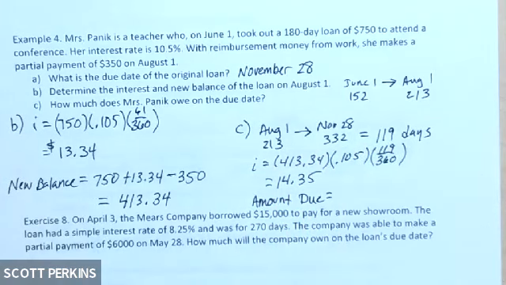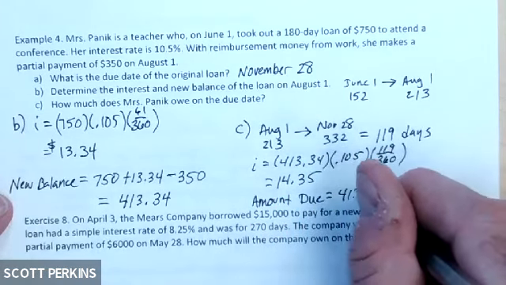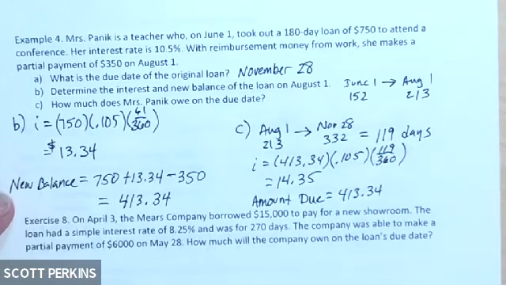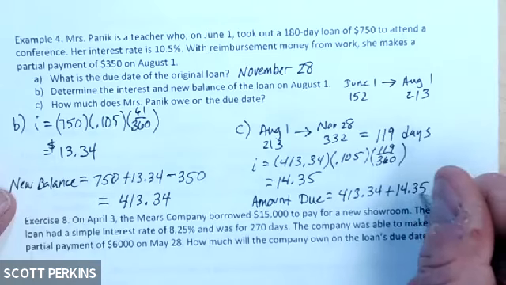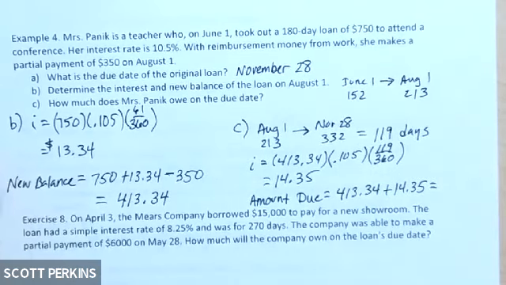So then the final amount due is the $413.34, that is the balance after the partial payment was made, plus the $14.35. And so that turns out to be $427.69.